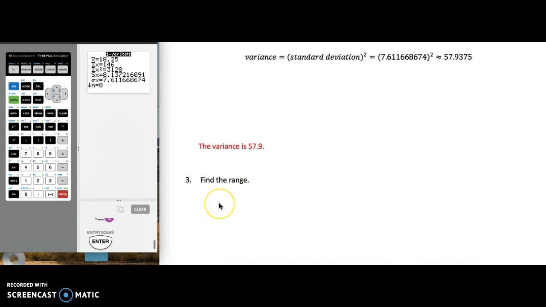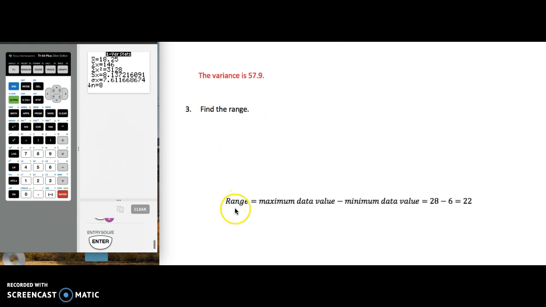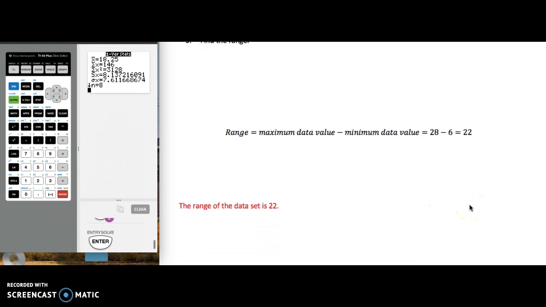The last one, find the range. Well, the range is a very easy formula. It's the highest value in the data set minus the lowest value. The highest value is a class with 28 students, minus the lowest value, a class with 6 students. So 28 minus 6, the range of the data set is 22. Notice the range uses only these two values, right?